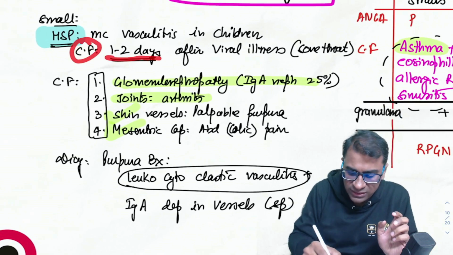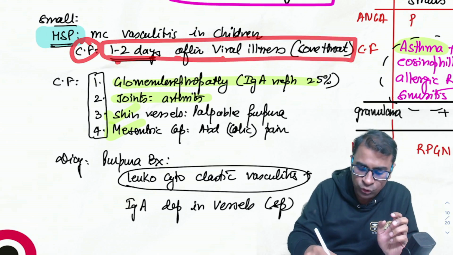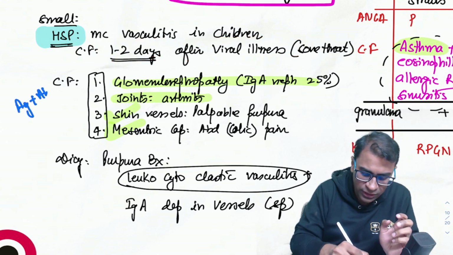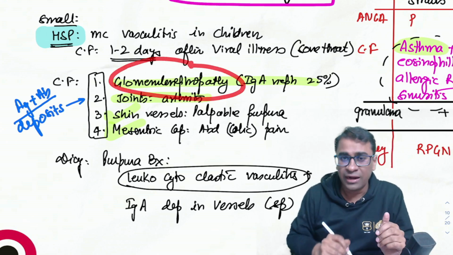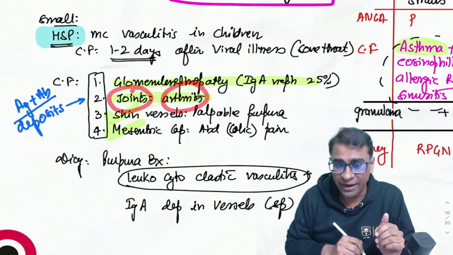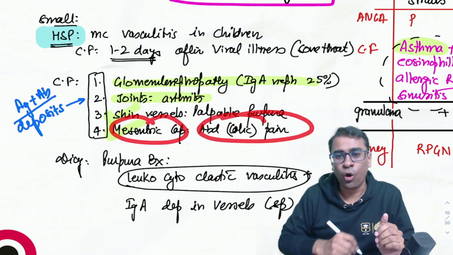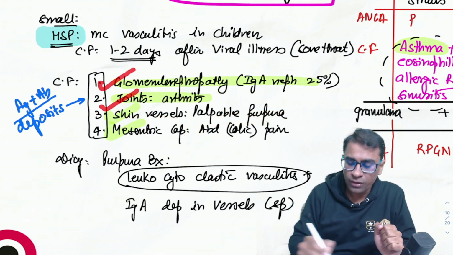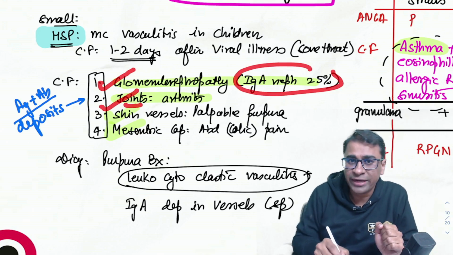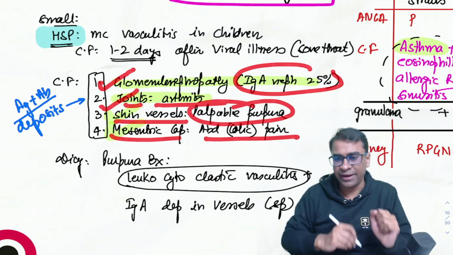Clinically, it occurs 1 to 2 days after an episode of viral illness. That's how it starts. And this is an immune complex disease; the immune complex is antigen plus antibody. The deposition occurs in 4 areas: the glomerulus, causing nephritis, which is IgA nephropathy; joints, causing arthritis; skin vessels, causing palpable purpura; and mesenteric capillaries, causing colicky abdominal pain.